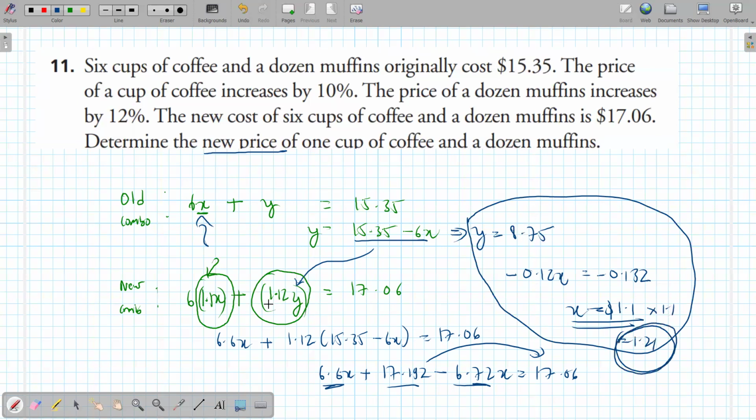For the muffins, you multiply it by 1.12 because the price went up by 12%. So it'll be 8.75 times 1.12. That'll give you 9.8. There you go. So these are the new prices. And you are done with this question.